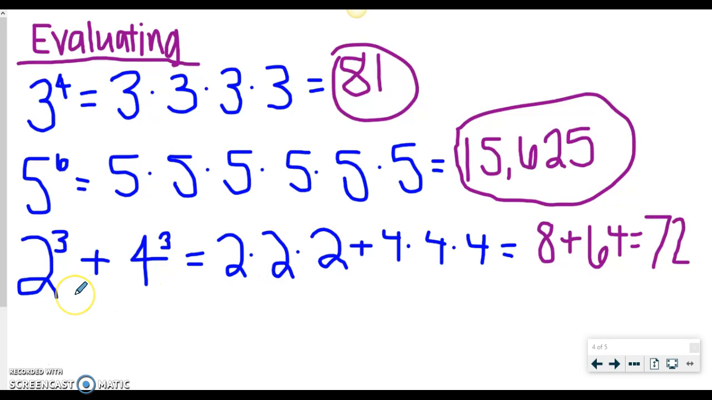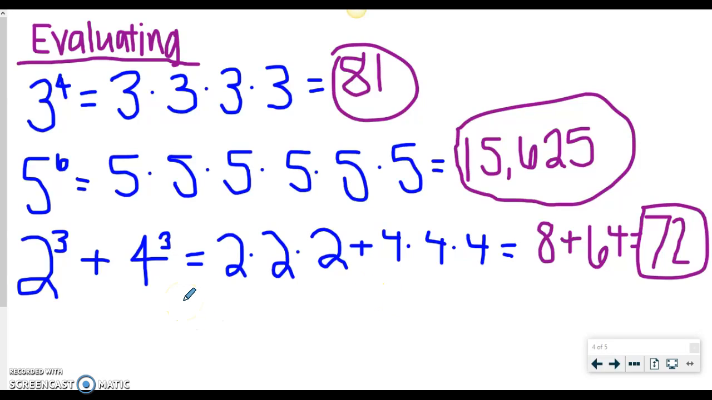For this problem, I have 2 to the 3rd power plus 4 to the 3rd power. So I broke down 2 to the 3rd, and I put 2 times 2 times 2. And then I broke down 4 to the 3rd power as 4 times 4 times 4. So 2 to the 3rd power is 8, and 4 to the 3rd power is 64. So I will then add 8 plus 64, and my answer for this problem is 72. So 2 to the 3rd power plus 4 to the 3rd power is 72.